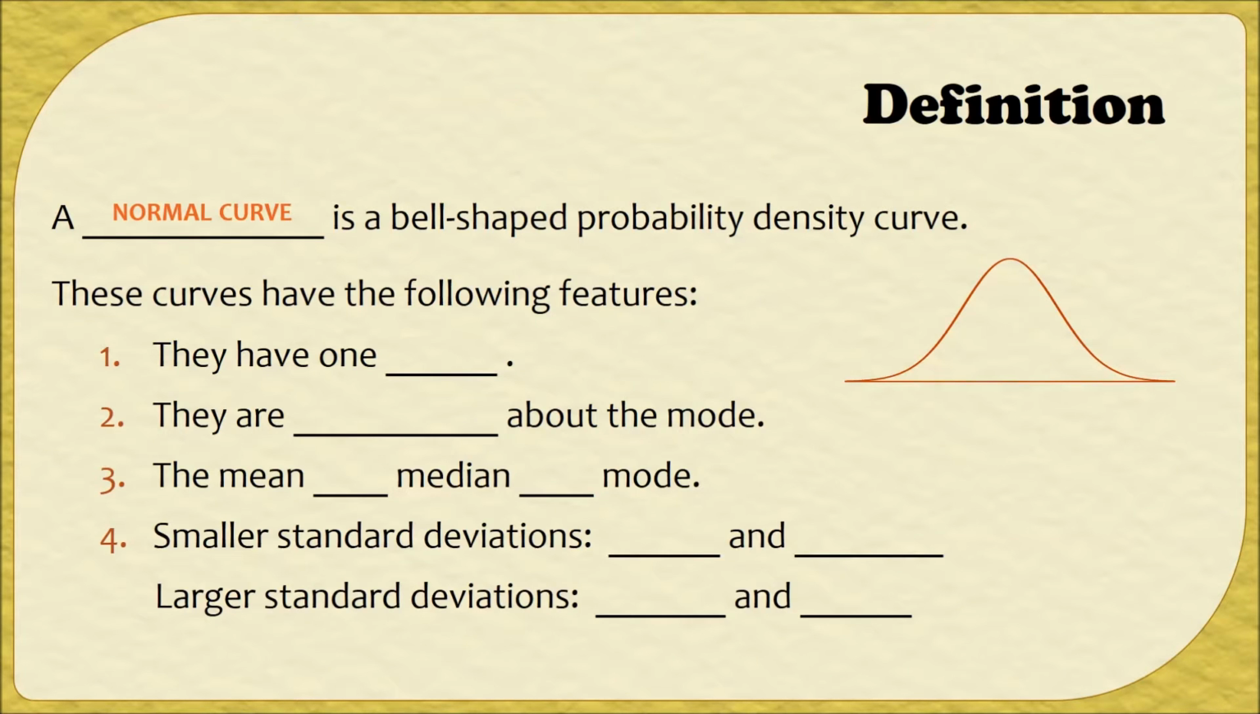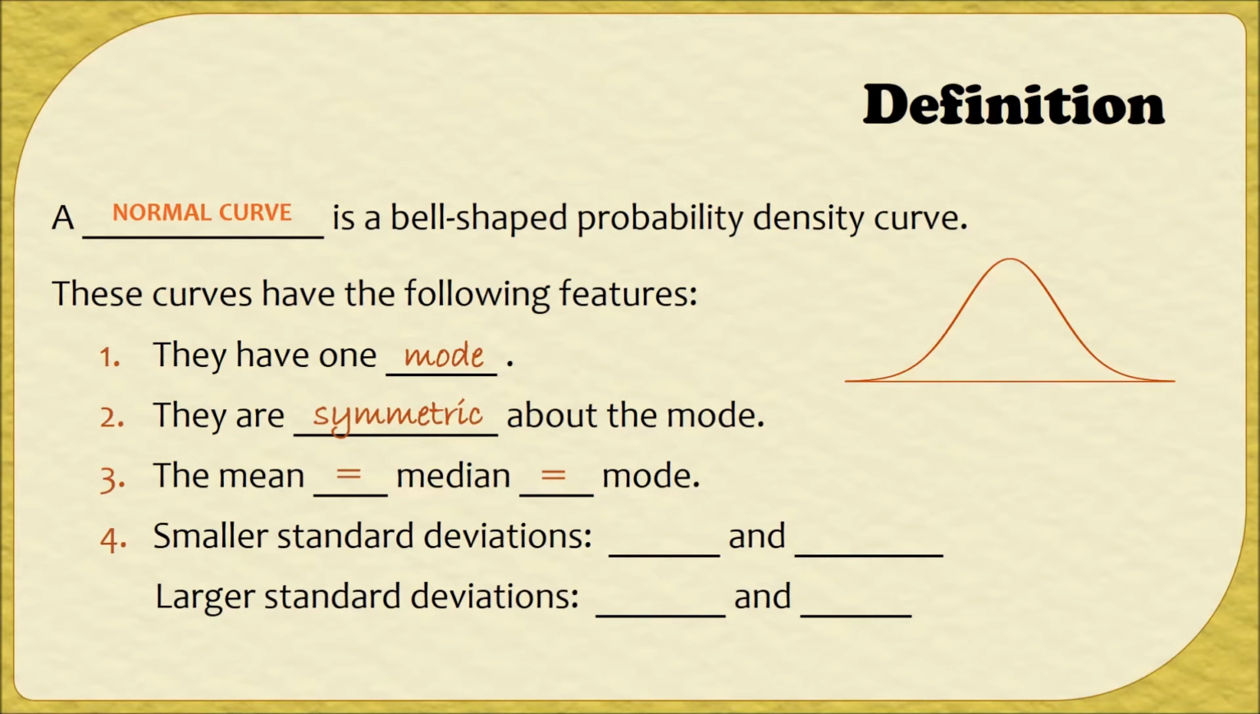First, normal curves have one mode. You can see that there's only one really tall peak to this curve, so that would be where the mode is happening. Normal curves are also symmetric about the mode. In other words, if we were to fold this curve down the middle, we would see that the two sides would match up perfectly. This is really nice because it then ensures that the mean is equal to the median, which is also equal to the mode. So these three measures of center agree on a normal curve.